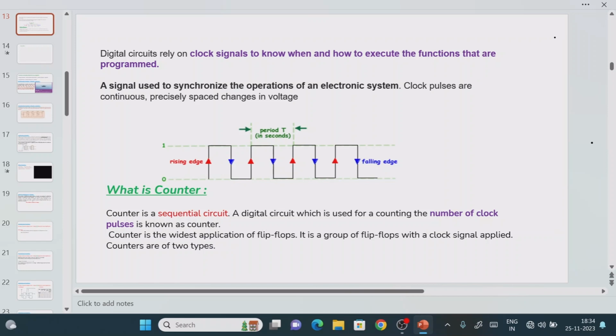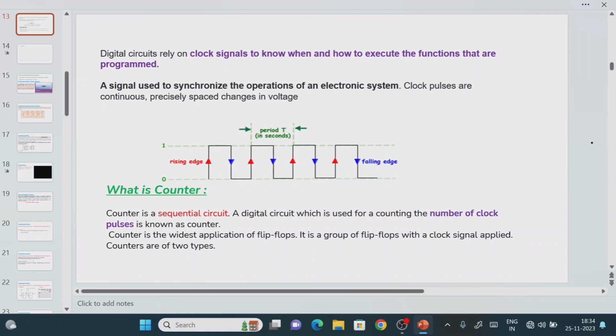So the first agenda or objective of today's class is that first we are going to see what is a clock signal and how the clock signal will be useful for digital circuits. Once it is completed, we'll see what is the meaning of a counter and what are the different types of counters, right? Based on how we are applying the clock signal, we have some classification. That is the thing we are going to discuss in today's session, right?